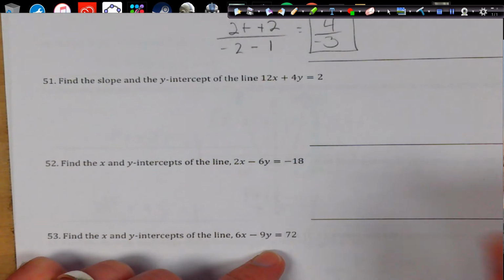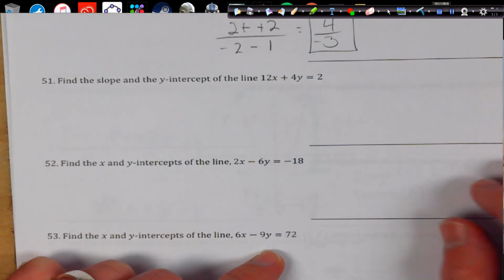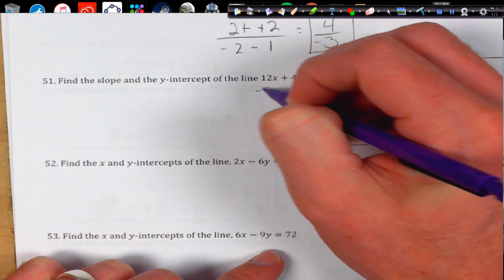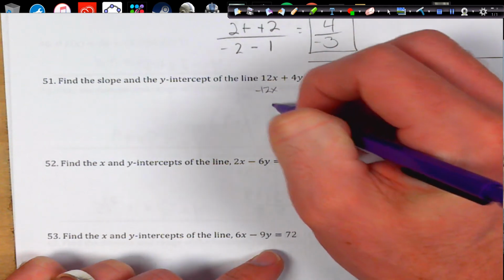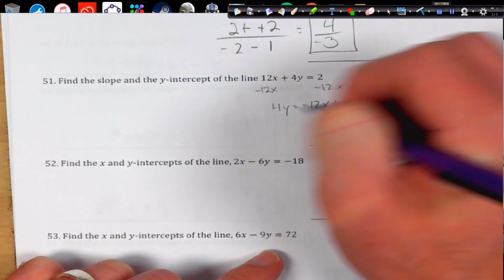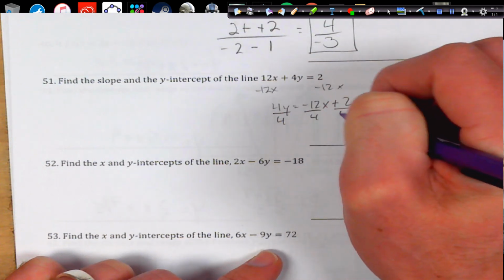Find the slope and y-intercept. To do that, I put this in slope-intercept form. So I'm going to subtract the 12x. So 4y equals negative 12x plus 2. And divide everything by 4.